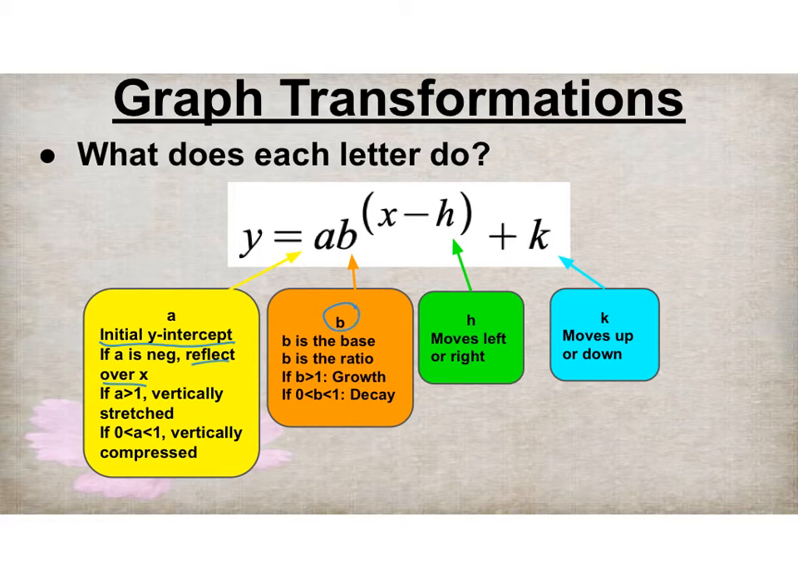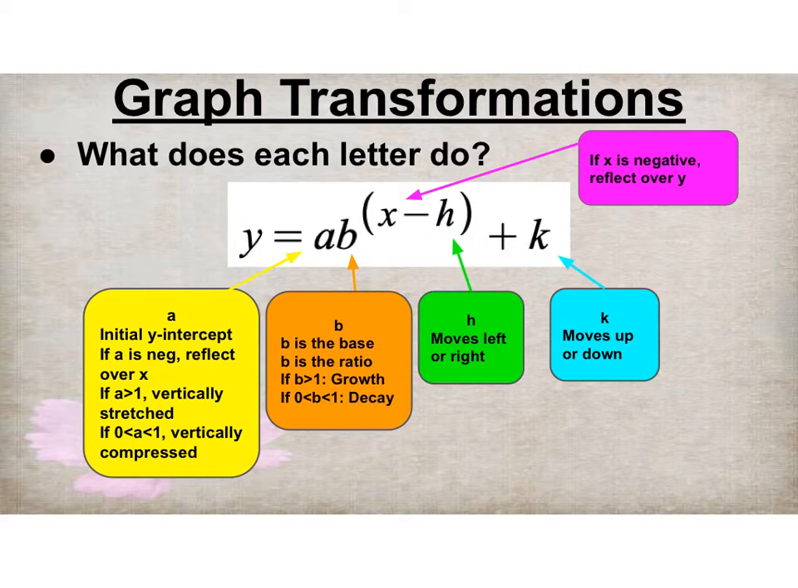B. So B is the base. It comes from the ratio. If I had a table of values, it's y2 divided by y1. It's also going to determine if it's growth or decay. If B is greater than 1, it's going to be a growth. And if B is between 0 and 1, it's going to be a decay. H, as always, with my x and my exponent, is going to move it left or right, and it's going to move opposite. And then K is going to move it up or down.